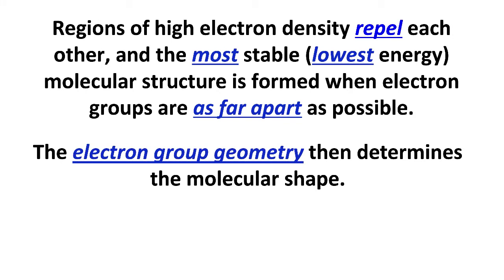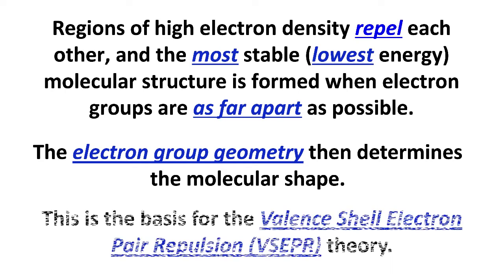Now, the geometry that's determined by these electron group repulsions ends up determining the shape of the molecule. And we call this the valence shell electron pair repulsion theory. It's abbreviated VSEPR, sometimes pronounced VESPER, and it's pretty much what it sounds like. Valence electrons, high electron density regions, repel each other, and these repulsions determine the geometry of the molecule, the shape of the molecule, and how it therefore functions.